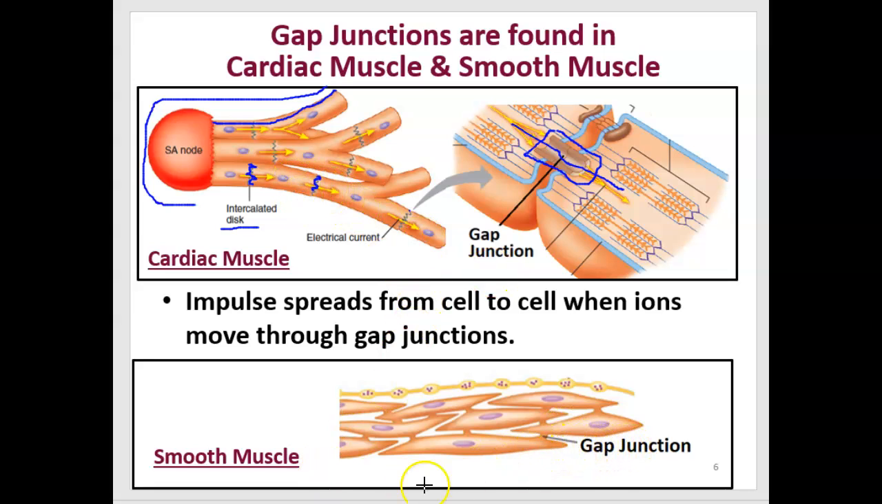Interestingly, some types of smooth muscle, I should say, also have gap junctions between cells. So an electrical impulse can spread from cell to cell as the ions are moving through that channel.